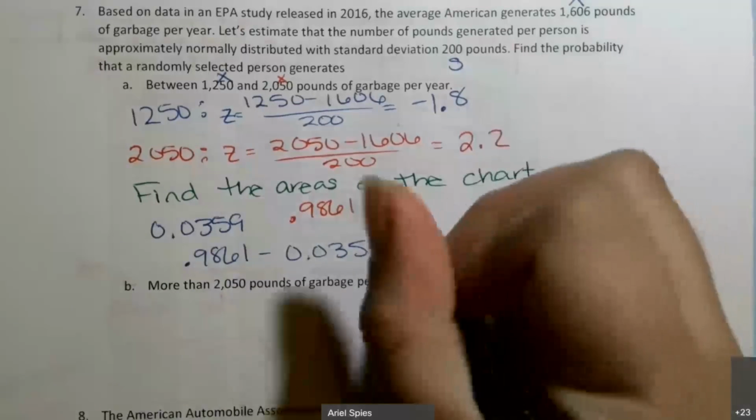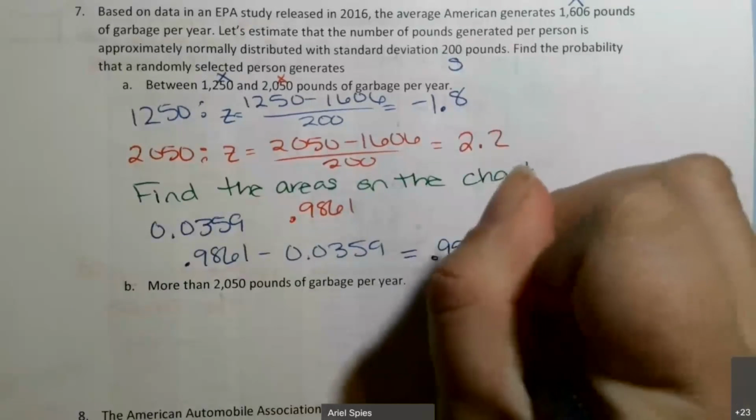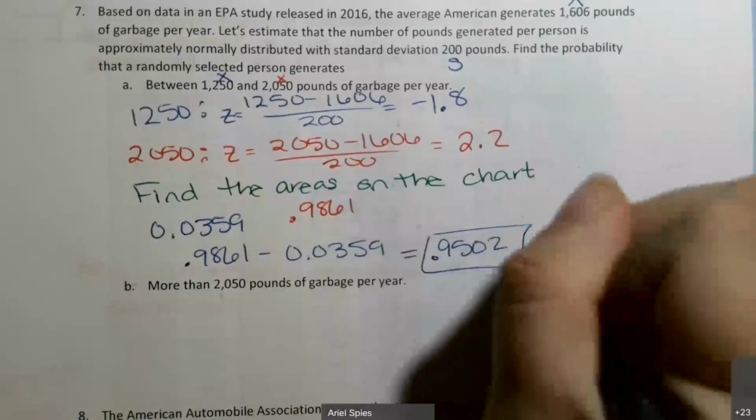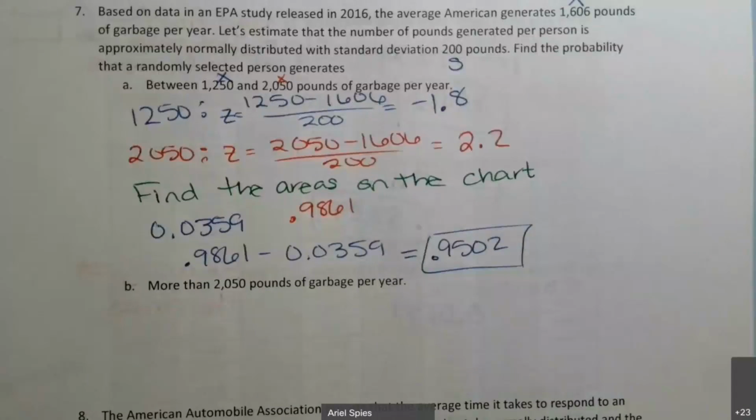Yep, this one is 0.9502. So that is telling me about 95% of all, what is this, Americans? Yeah, Americans generate between those two values of garbage a year.